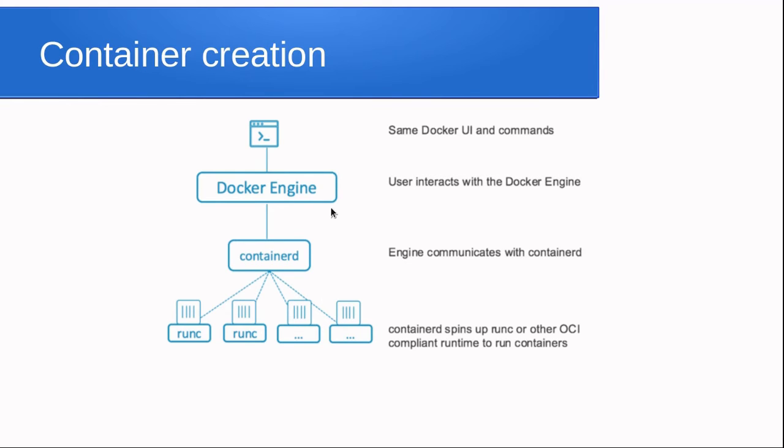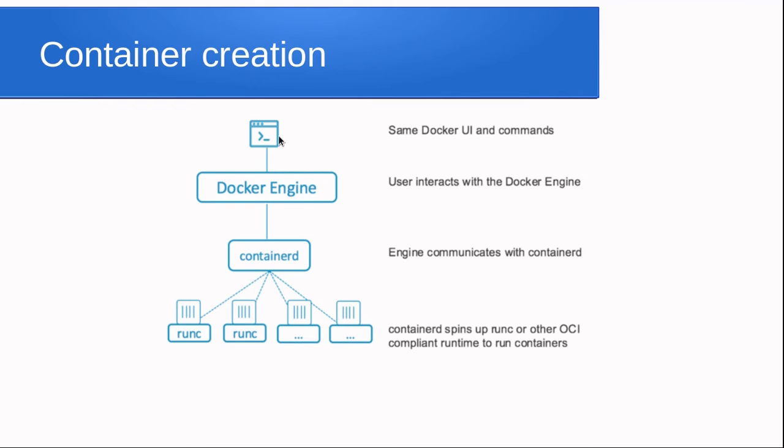Now the Docker engine talks to containerd. What is containerd? Containerd is used to manage container life cycles, and it manages the related operations as well. For example, finding out if any volume has to be mounted in a container, or if a container has to be put into a separate network, and all those things.